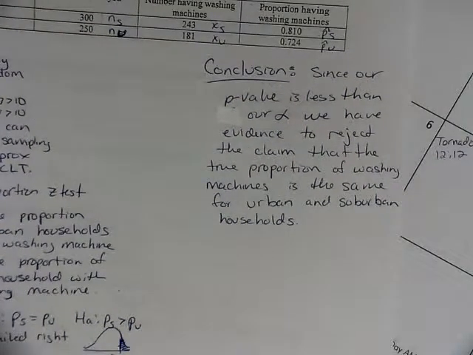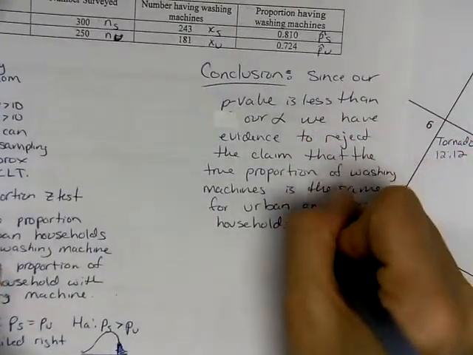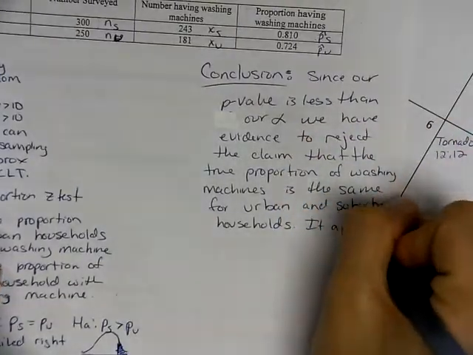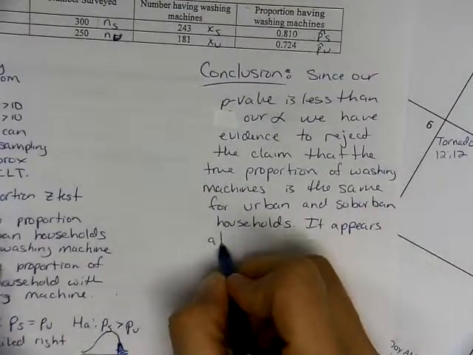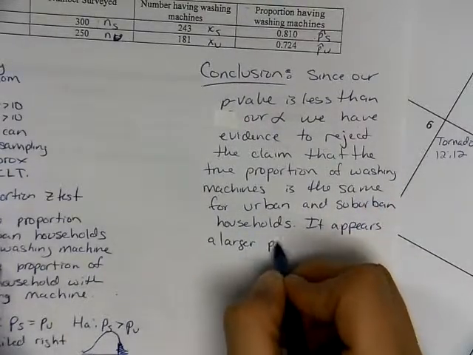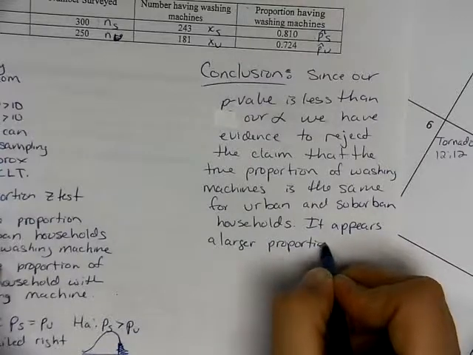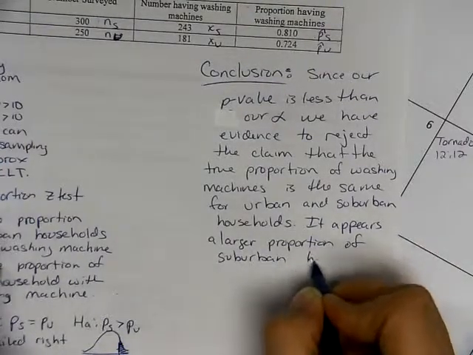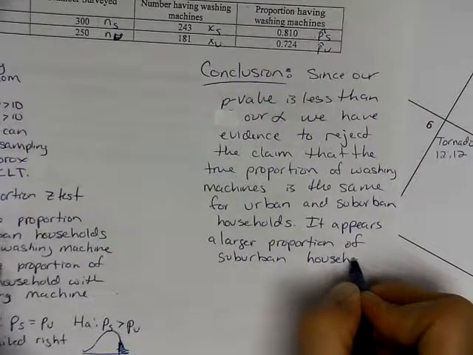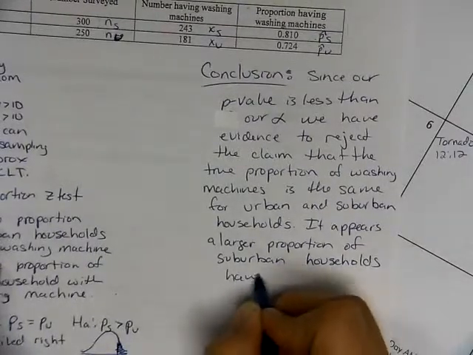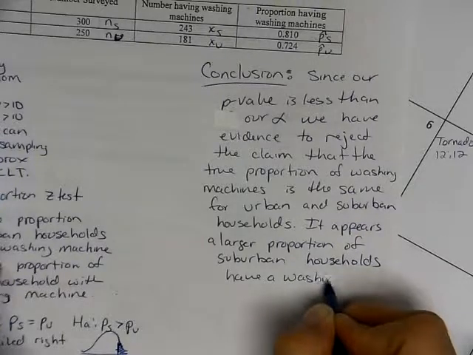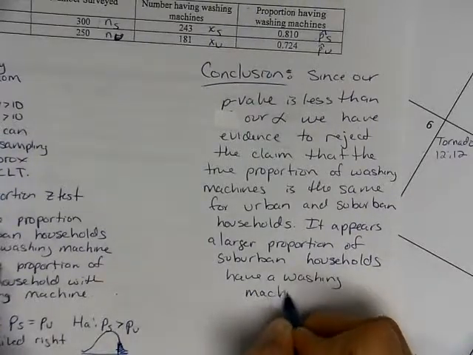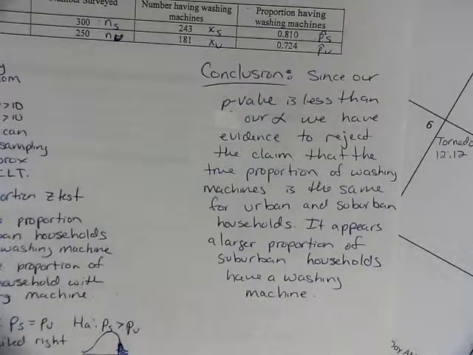So we're rejecting the null hypothesis, so we're going with the alternate. It appears a larger proportion of suburban households have a washing machine. Okay. Questions?